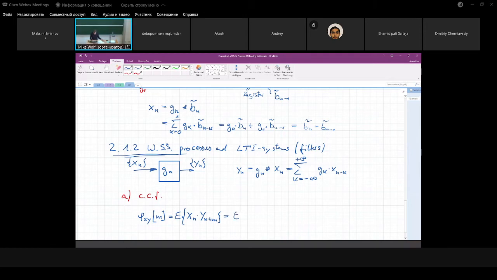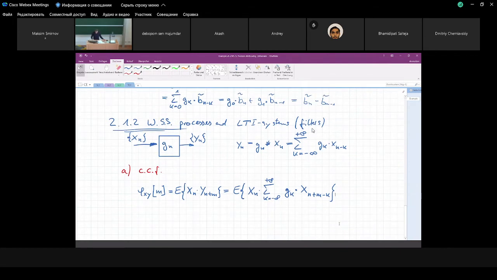We can write this as the expected value of x_n times y, where y is just the filtered version of x. But now I need to write capital letters, because I'm interested in what happens on average. We know the equation for y_n: it is the sum, where k goes from minus infinity to plus infinity, of g_k times x. But we are interested in y_{n+m}, and therefore we need to look at n plus m, because it's a shifted version of y. So we write here n plus m minus k. This is what we need to look at.